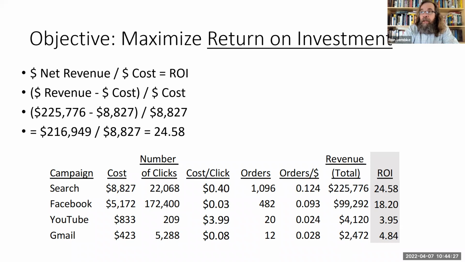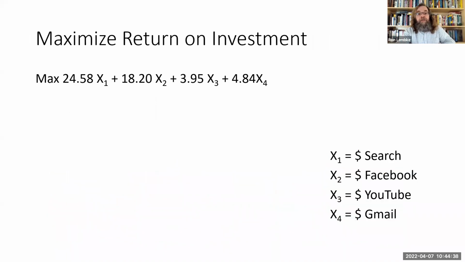So this is what we are trying to optimize. It took us a couple of slides to get here, but these are the numbers we're going to be using in our objective function. So we have X1, X2, X3, X4, and we're trying to maximize total return on investment. And again, we get $24.58 for every dollar we invest in search ads, $18 for every dollar on Facebook ads, et cetera. So this is what we're trying to do. We're trying to maximize this sum right here. And I hope you all could stay with me on how we got that return on investment.